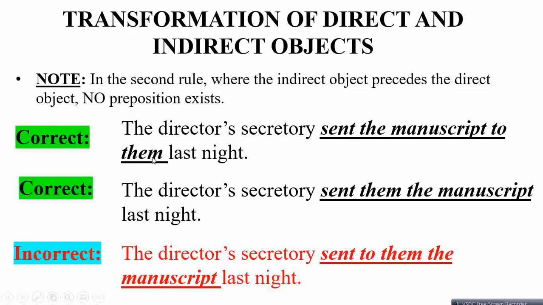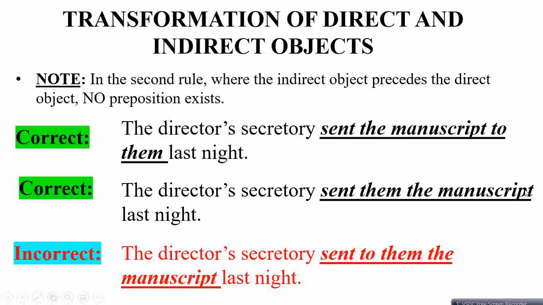What if we have the indirect object before? In that case: the director's secretary sent them the manuscript last night. Now the verb sent is directly followed by the indirect object, which is them, and in that case there is no need of carrying any such preposition, to or for, and then the manuscript comes in.